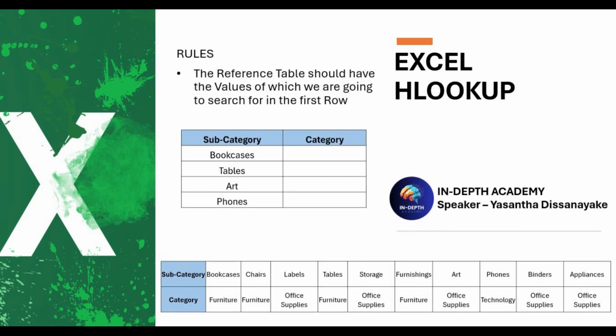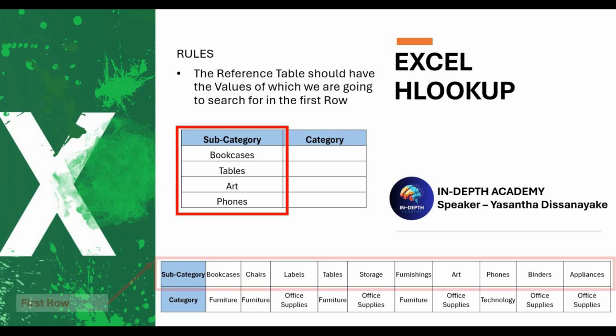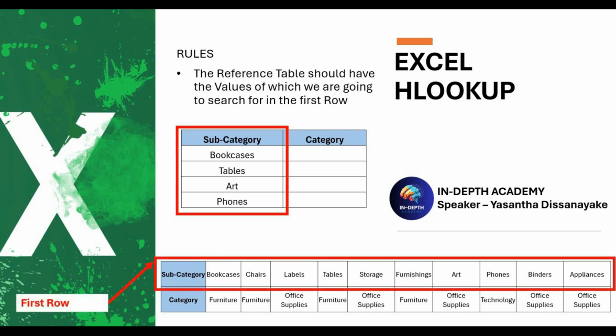The third rule is that the reference table should have the values we are going to search for in the first row. As you can see, the values that we are going to search for are the subcategory values, and what is going to be output are the category values. In the reference table down here, you can see the subcategory values are in the first row.